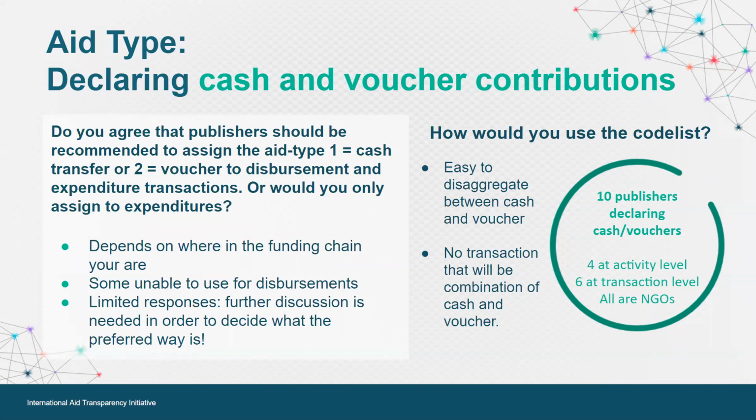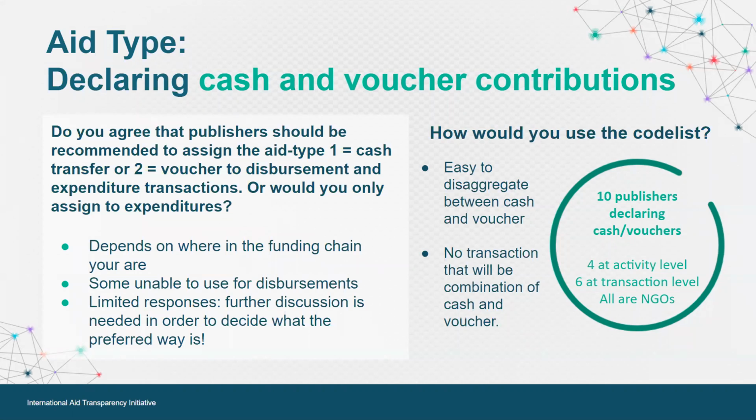And then some of the questions we're trying to understand are how organizations would use the code list. Obviously there are two separate ones, so cash and voucher. Some of the responses were that it's easy to disaggregate between the two. For instance, if it is at a transaction level, because you can only use one of the code lists, there was some mention that you wouldn't have a transaction that's a combination of both. But again, we've had limited responses, so those are exactly the questions we want to understand better and be able to add guidance to this.